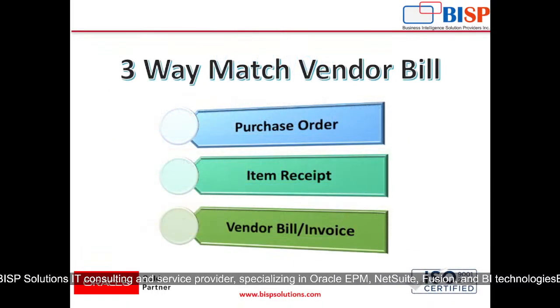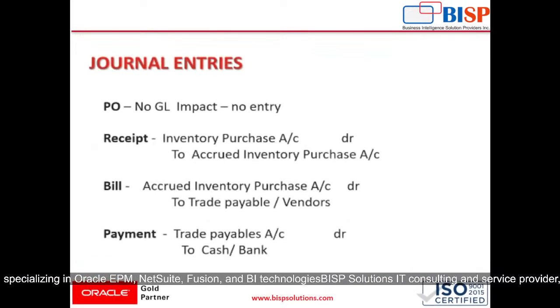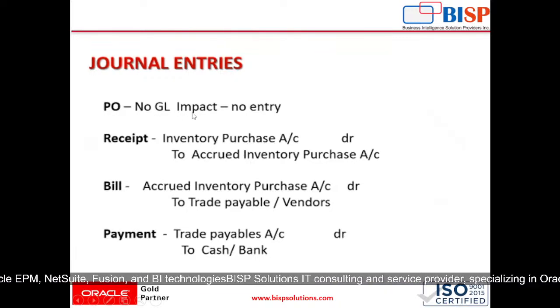Next is our three-way match vendor bill. It consists of three documents: purchase order, item receipt, and vendor bill or invoice. For example, taking the journal entries: for a purchase order there will be no GL impact and no entry. For the receipt, we will be doing inventory purchase account debit to accrued inventory purchase account, and the bill will be accrued inventory purchase account debit to trade payable or vendors account.